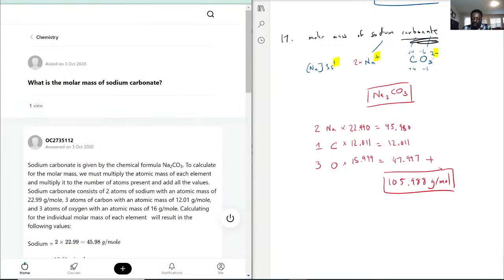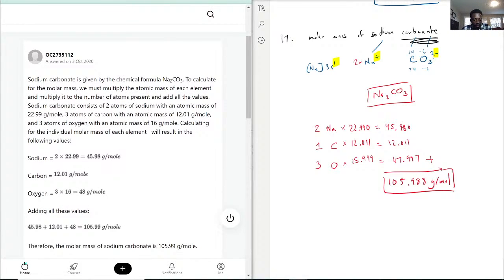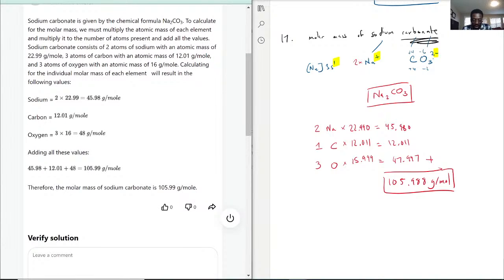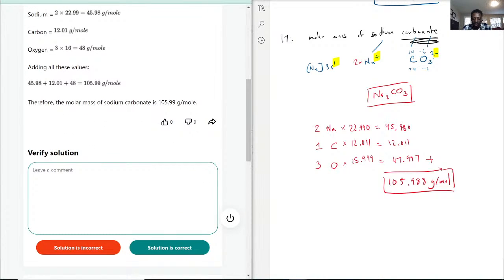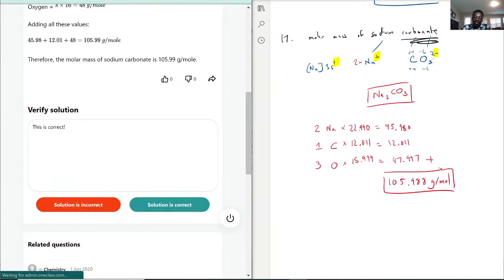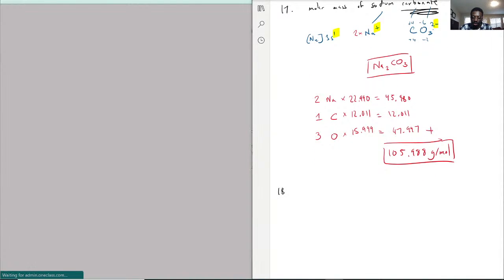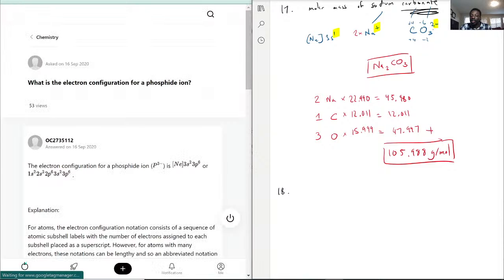Okay, now let's see how we did. Yep, it's around the same. 105.99, just because of the values they use in their periodic table. But other than that, this is correct. So we've gotten quite familiar through this session with how to find molar mass. Hopefully, as we do these questions, it becomes easier for you to just refer to the periodic table.